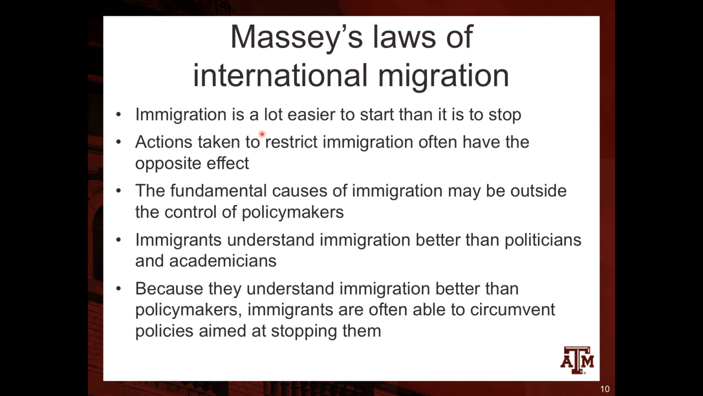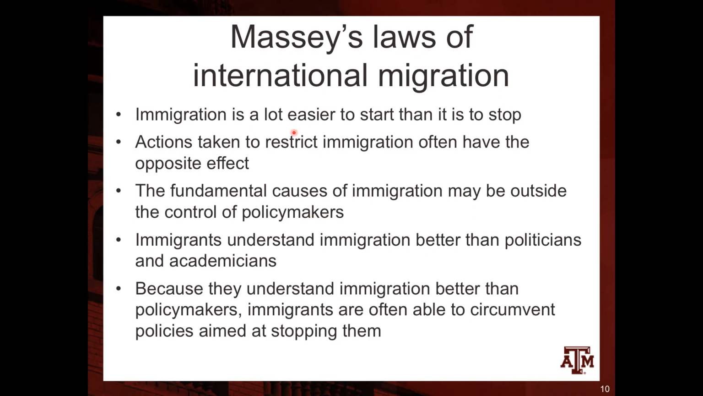So immigration is a lot easier to start than it is to stop. Once a migration from one country to another starts, it's really hard to stop it. Actions taken to restrict immigration often have the opposite effect, and we're going to talk a little bit about it in the case of the US, because the fundamental causes of immigration may be outside the control of policymakers.